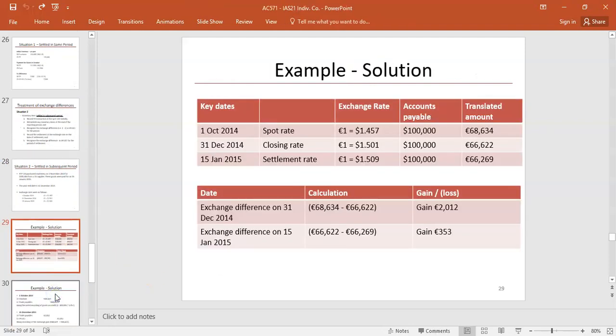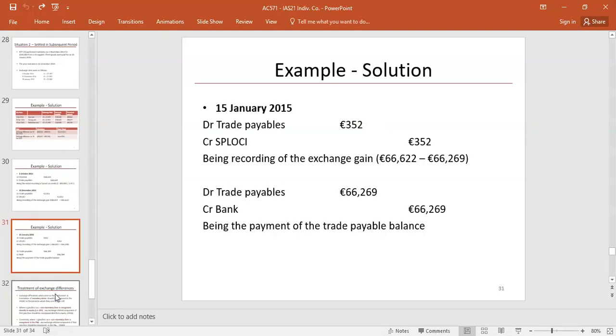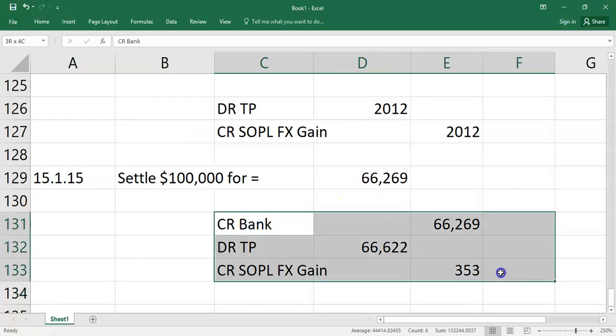So you can see here in your solution the gains or losses, and they're the debits and credits that we've gone through already. So again, that's just it split out, but you can equally put it as a net journal like that. You get full marks as well.